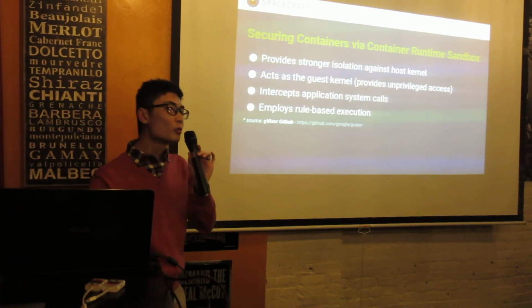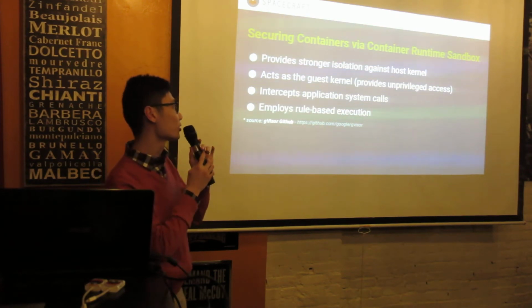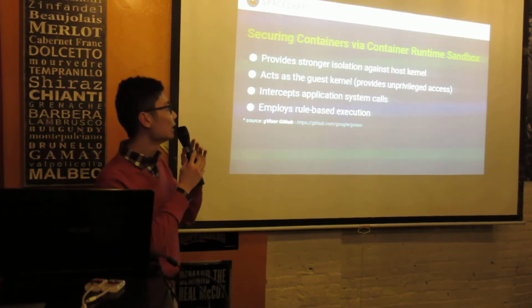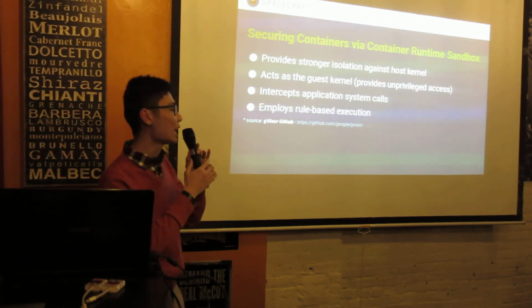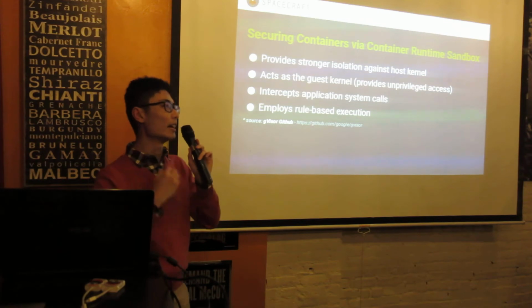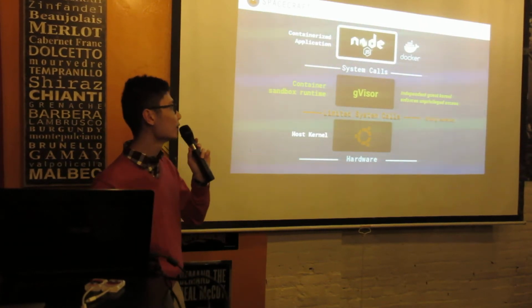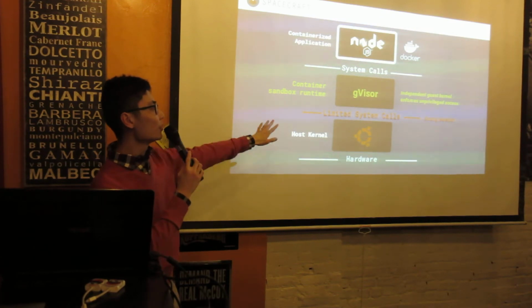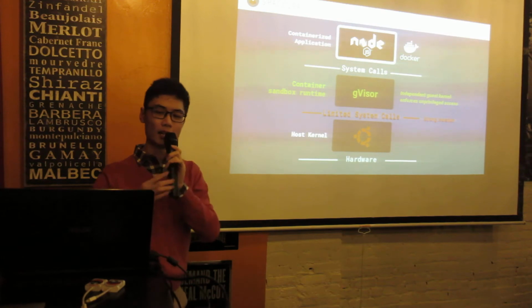Next is to use a container runtime sandbox. We actually use gVisor, which is an open source project created by Google that acts as a guest kernel. What it basically does is intercept application system calls to make sure that they are unprivileged. So now our architecture looks like this. Much more secure, we have gVisor sitting in between, guarding system calls, making sure that they're all non-root before reaching a host.